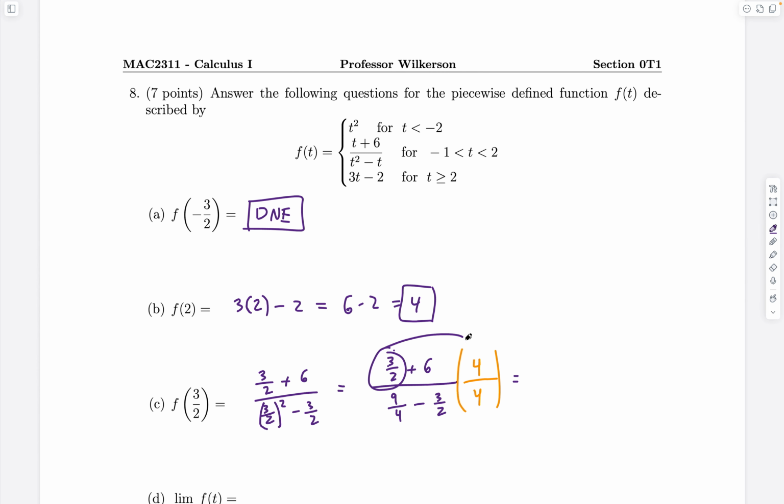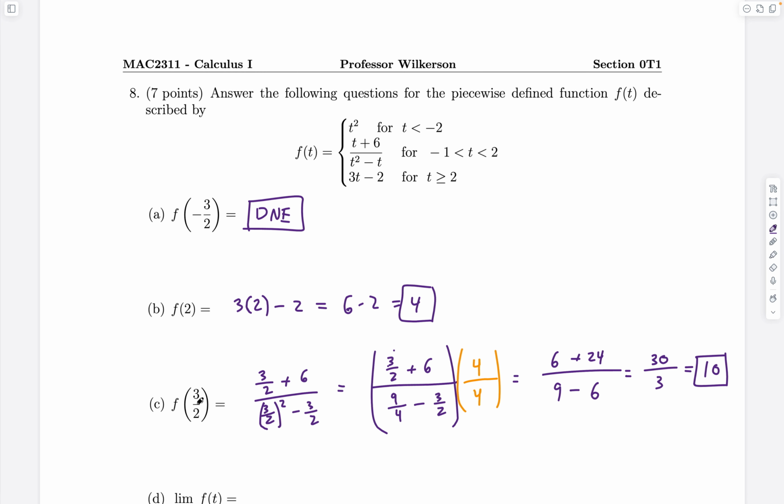So all of this is being multiplied by 4. 3/2 times 4, where 4 and 2 simplify to 2. 3 times 2 would be 6. 6 times 4 would be 24. And in the denominator, 9/4 times 4, the 4s go away, and I get 9. And then -3/2 times 4: the 4 over 2 would produce a 2, and -3 times 2 would be -6. So I just work on that. 24 and 6 would be 30. 9 minus 6 would be 3. 30 over 3, we get 10.